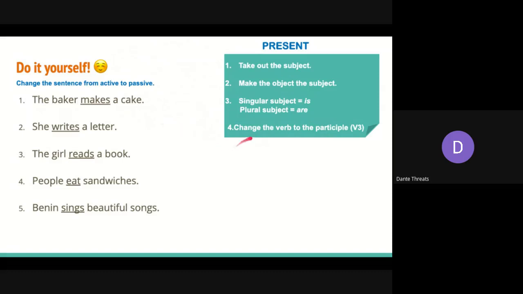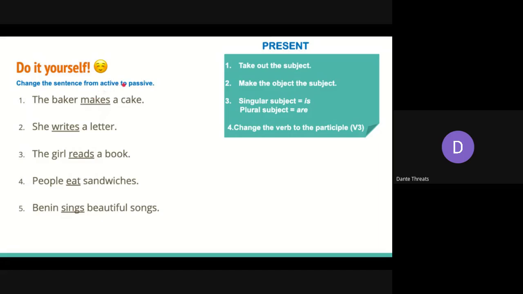So we would have the object becoming the subject. Okay, we want to add is, and then we change the verb to the participle. Okay, so a cake is made, right? Because the participle of makes is made, yeah?